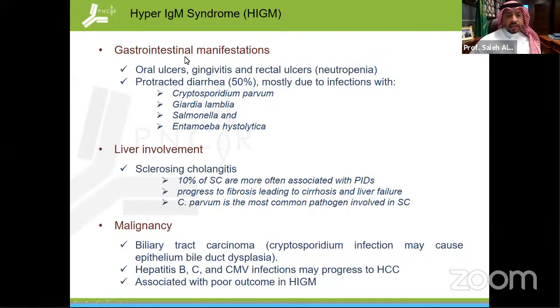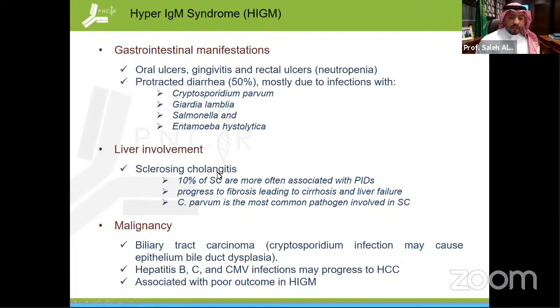If you look at the pure GI manifestations in patients with hyper IgM, you can see oral ulcer, gingivitis, and rectal ulcer. Those patients commonly have neutropenia, and that might be contributing to these ulcers in the oral cavity. Protracted diarrhea occurs in 50% of the patients, mostly due to infection with Cryptosporidium, Giardia, Salmonella, and Entamoeba histolytica.